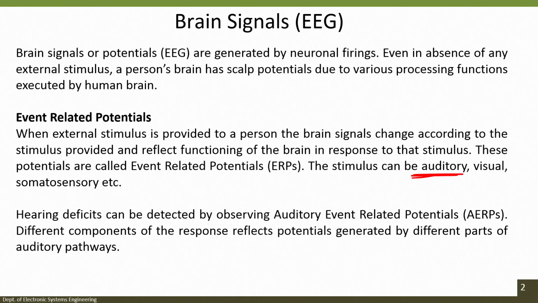Okay. So, if you see the different components of the response: in auditory, visual and somatosensory, the stimulus that we give, we are interested in auditory event related potentials, where different components of the response reflect potentials generated by different parts of the auditory pathways. Once the signals are captured, these signals are in microvolts. You see, ECG signals are generated in terms of millivolts, the brain is in terms of microvolts, EMG again in millivolts.